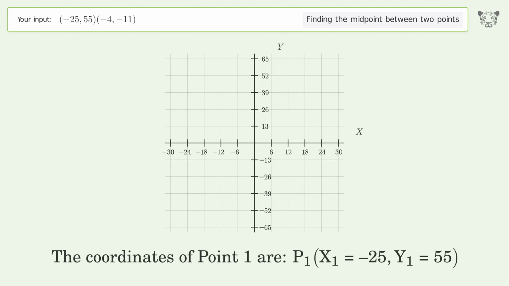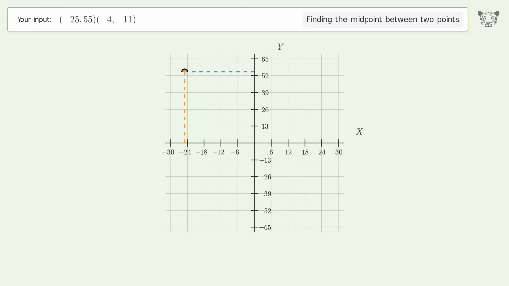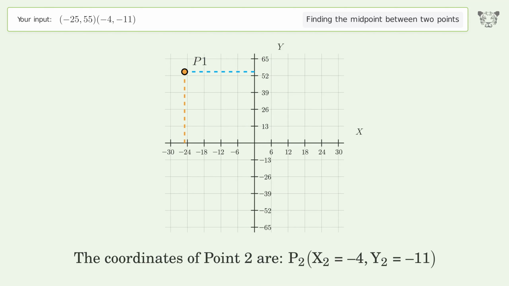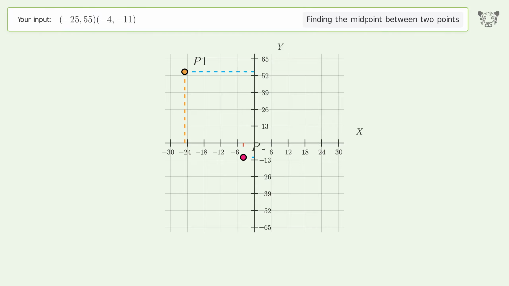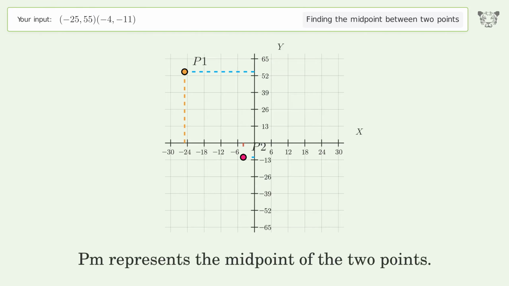The coordinates of point 1 are, x1 equals negative 25, y1 equals 55. The coordinates of point 2 are, x2 equals negative 4, y2 equals negative 11. PM represents the midpoint of the 2 points.